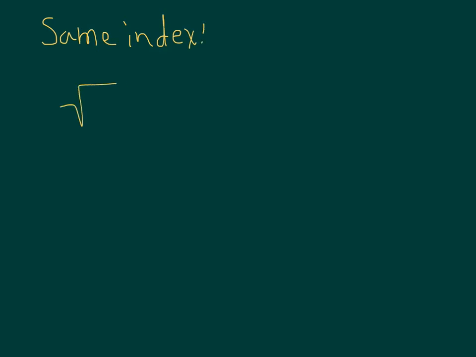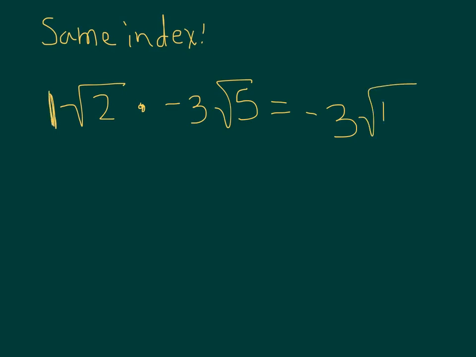So let's say that we've got the square root of 2 times negative 3 root 5. When you're multiplying and you have the same index, in other words, square root and square root being the same index, you just take outside times outside and inside times inside. So 1 times -3 is -3. I'm getting the 1 from out here, this little silent 1. And then you take inside times inside, so root 2 times root 5 would be root 10. That would give you -3 root 10, and that would be your final answer.